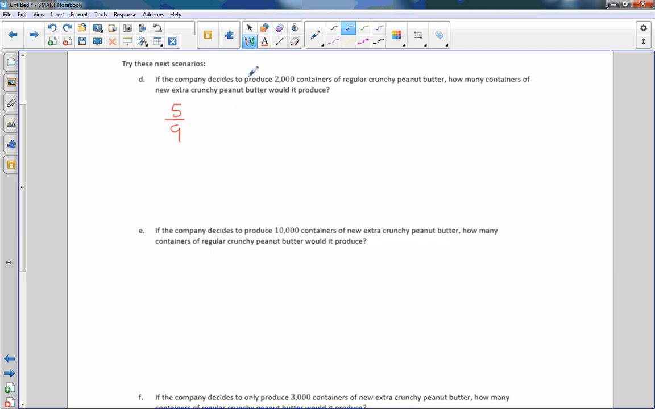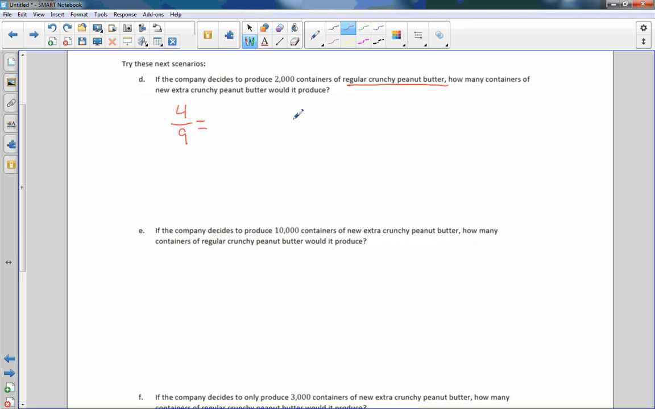Okay, so this is regular chunky peanut butter. So the regular chunky peanut butter is the 4 out of the 9. So I could set this up as a ratio. So if I said 4 is to the total, so it says how many containers of new extra chunky would it produce?